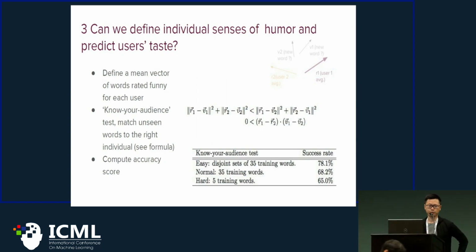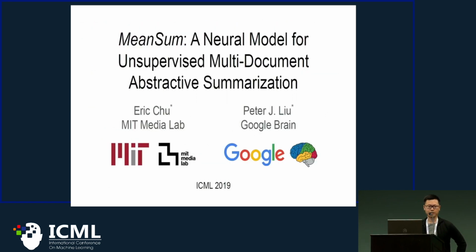Hi, I'm Peter Liu from Google Brain. I'm going to talk about MeanSum, a model for unsupervised abstractive text summarization. This is joint work with Eric Chu from the MIT Media Lab, who interned in our team.